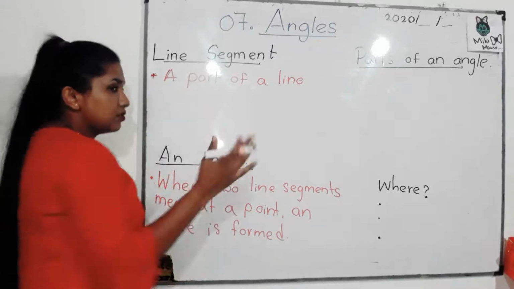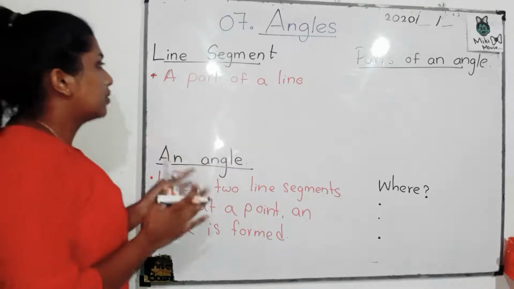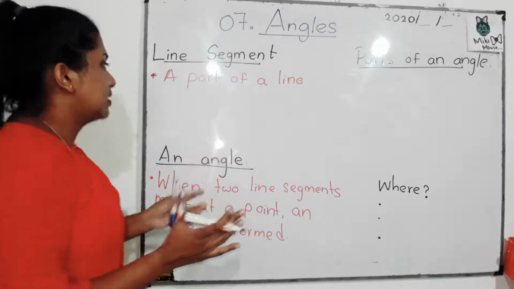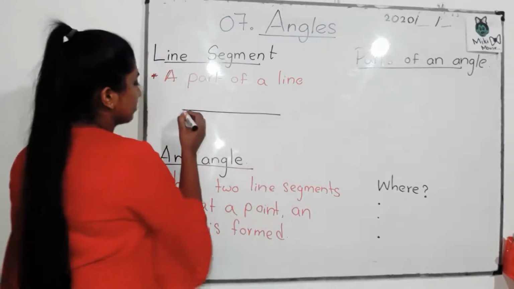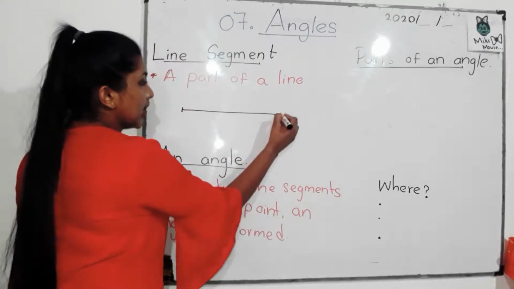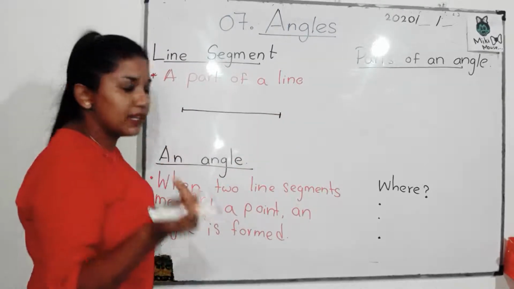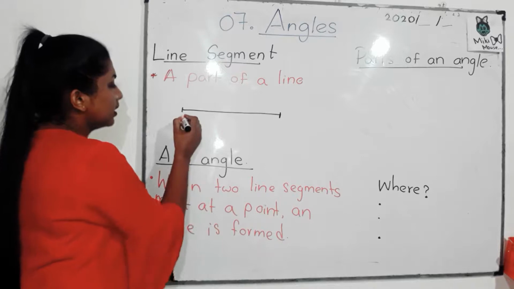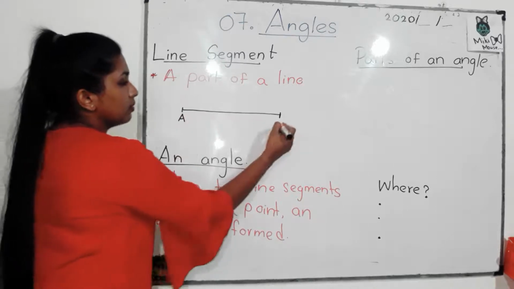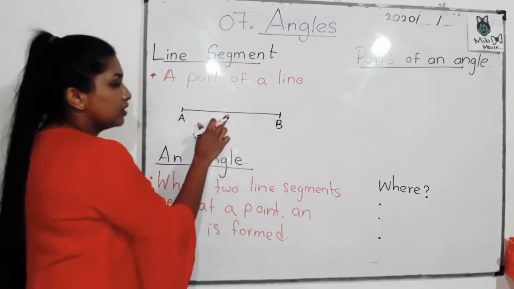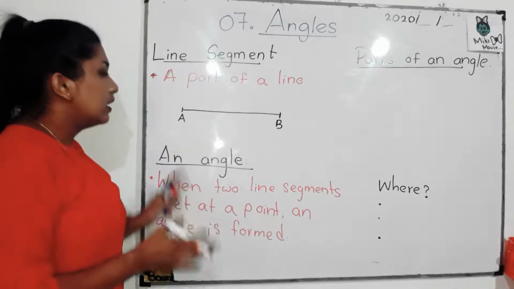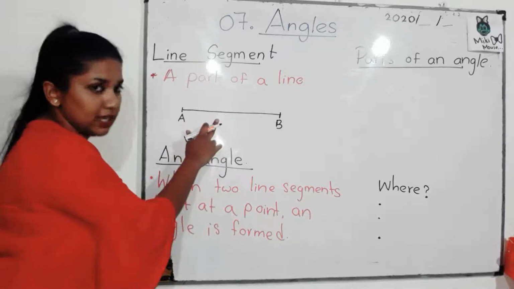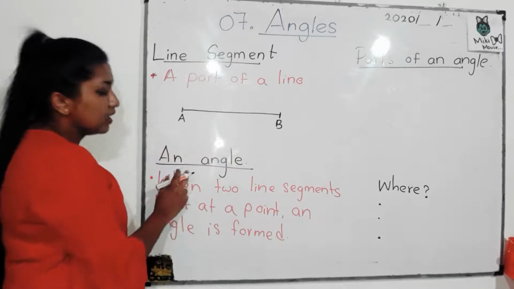We cannot draw lines, but we can draw line segments. Suppose this one is a line segment. We can name this line segment by using two capital letters of the English alphabet, like A, B. So we can call this line segment line AB. Okay. Next, this one is a line segment, and the next thing is an angle.